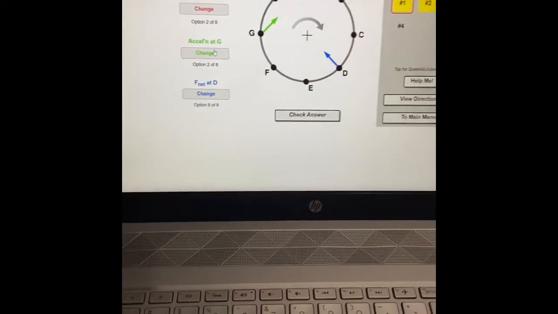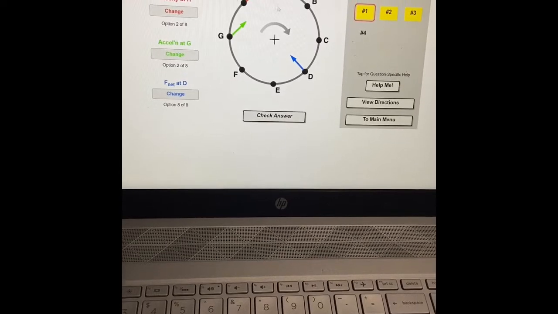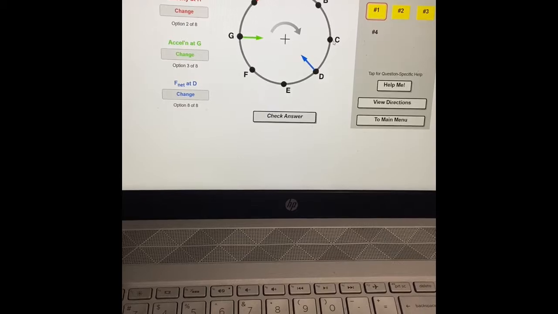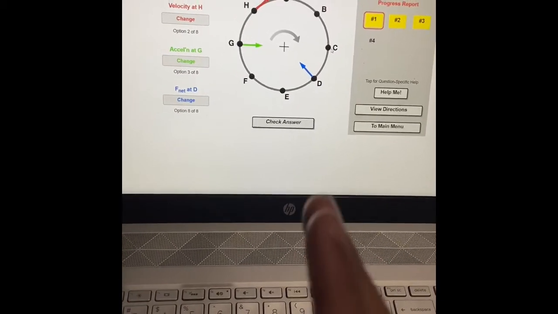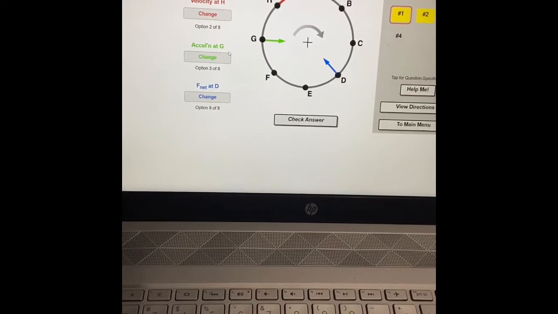For the acceleration, given that this is constant circular motion and it's turning this way, the acceleration will always be pointed towards the center of the circle. This is because the acceleration is always moving inward, toward the center. So this should be the correct arrow, moving towards the center.